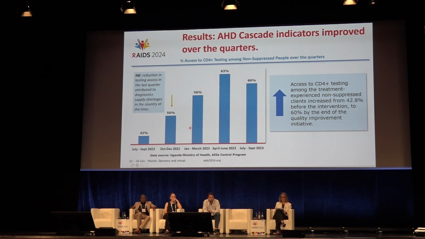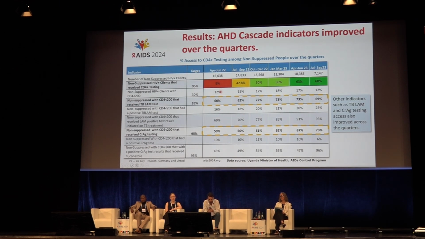Over here, this is the quarter when the initiative happened, and we saw that there was an increase in access to CD4 within this category. The highest recorded was 63% in the April-June quarter. We did see a slight decline at the end, which was really as a result of some challenges in the last mile distribution of AHD commodities.